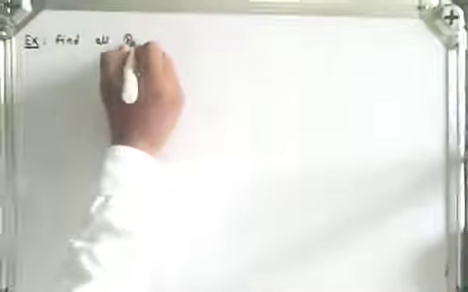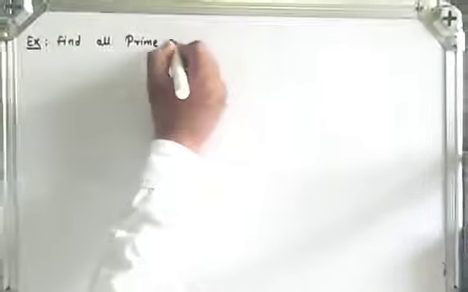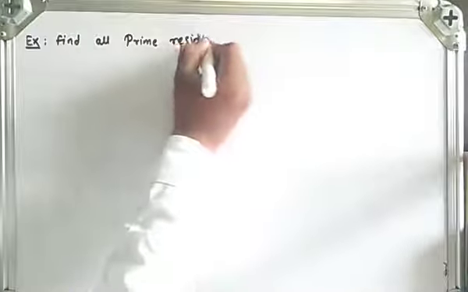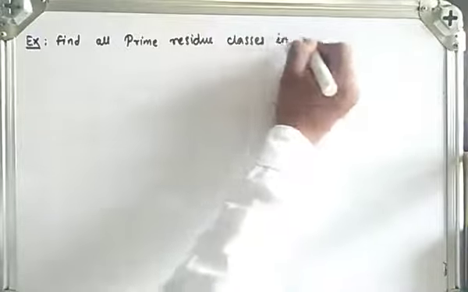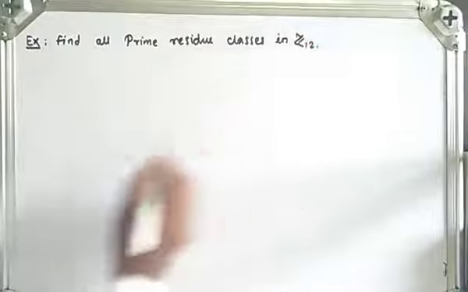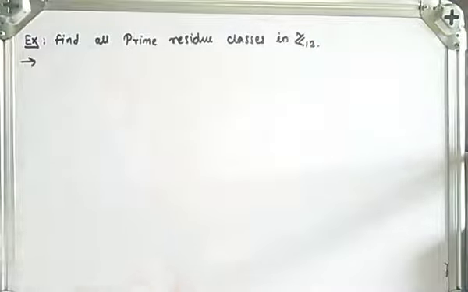Now let's see examples. Find all prime residue classes in Z12. So we have seen the definition: a bar belonging to Zn is called a prime residue class modulo n if and only if GCD of a and n is equal to 1.